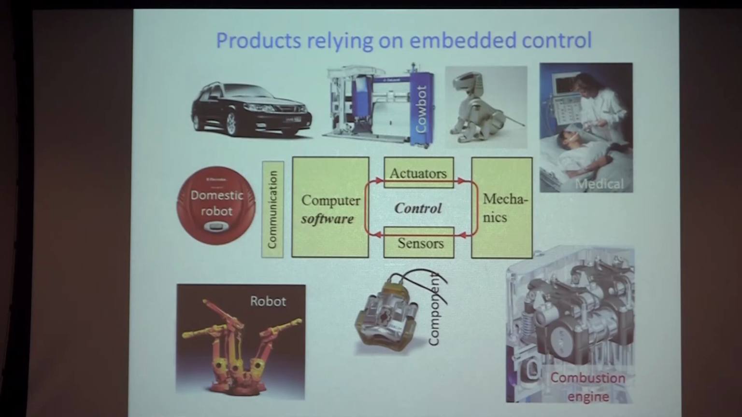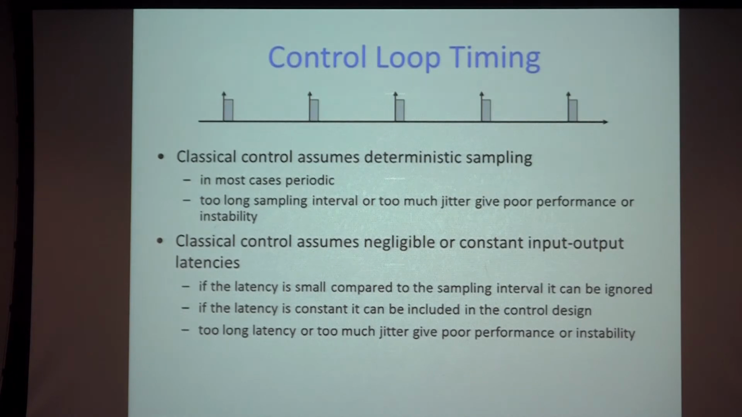Well, as you all know, products relying on embedded control are everywhere today. And with the current focus on cyber-physical systems, we have that even more. If we now look upon control loop and control loop timing, the classical control that we teach assumes deterministic sampling, in most cases periodic, makes life easier. If we have too long sampling interval, if we have too much jitter, then we have poor performance or instability.